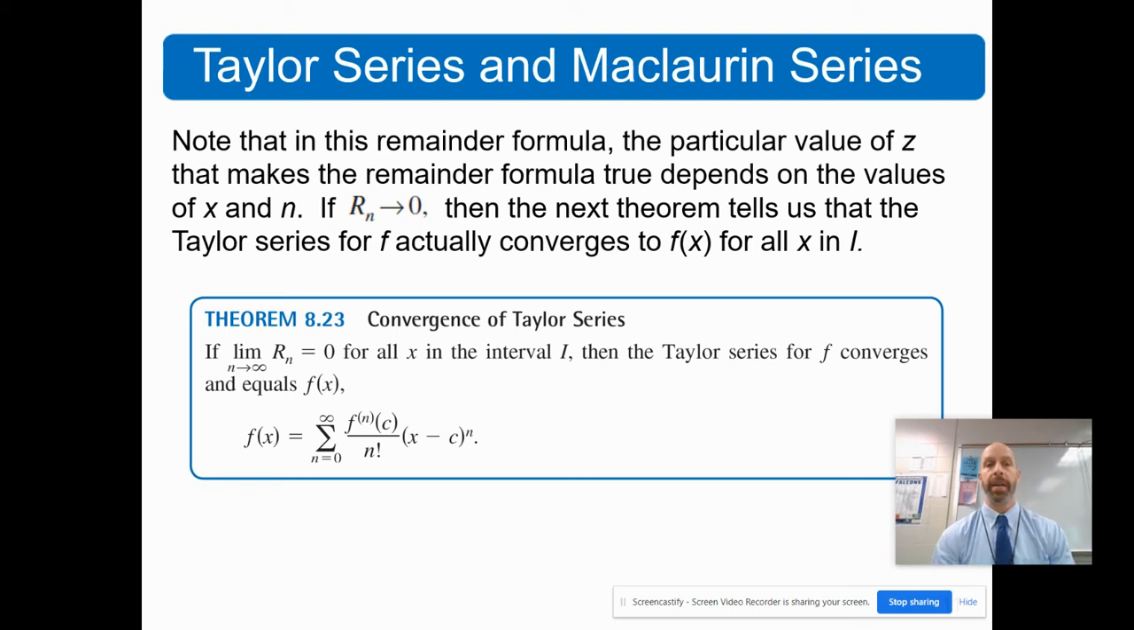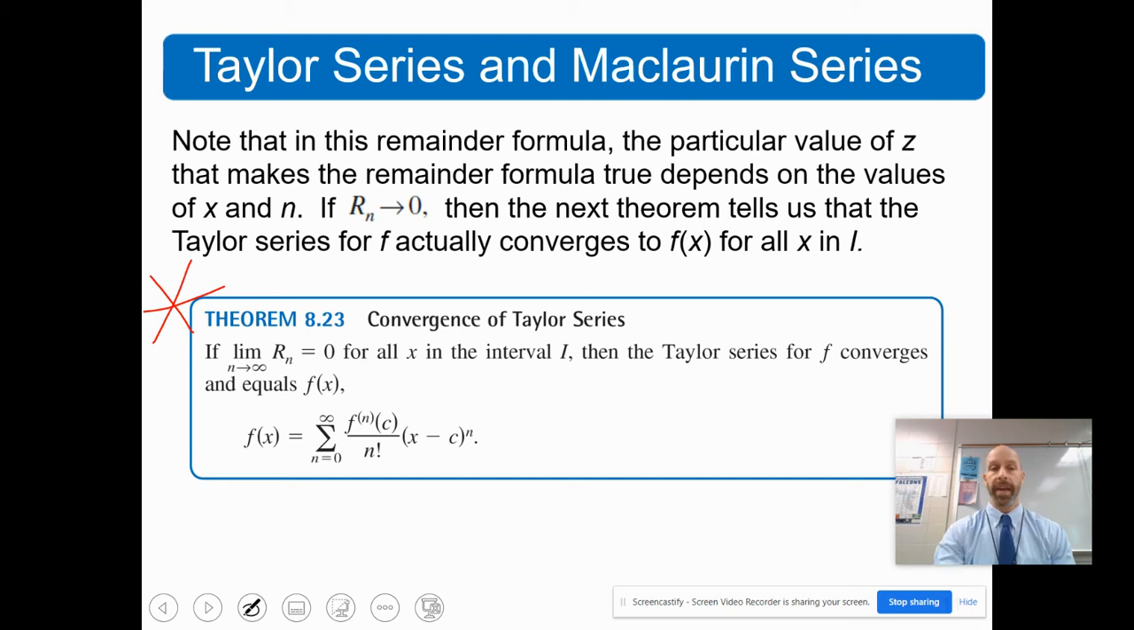If the remainder goes to 0, then the next theorem tells us that the Taylor series for f actually converges to f of x for all x in I. So here's our second theorem. This is the convergence theorem for Taylor series. If the remainder as n goes to infinity is equal to 0 for all x in the interval, then the Taylor series converges to f of x for those values.